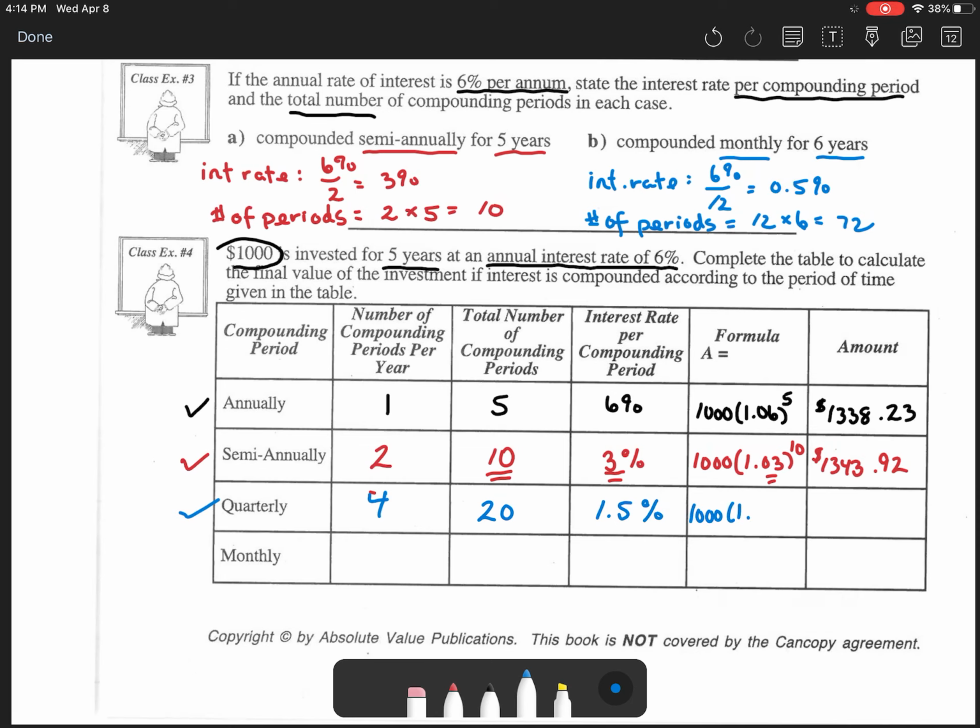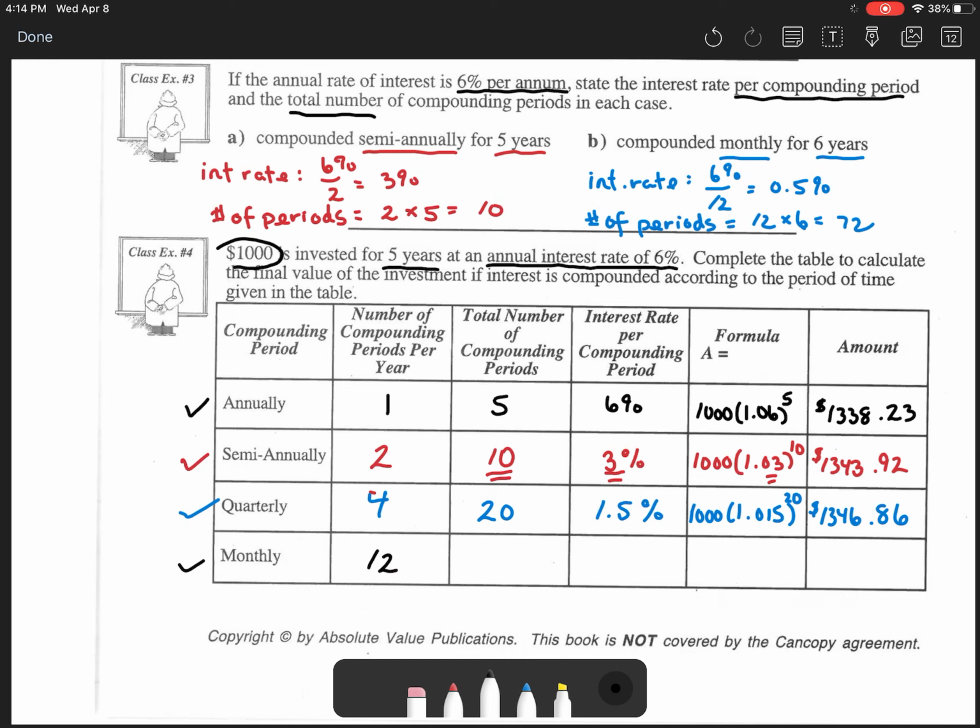So how does that affect my equation? Well, it's $1,000 times 1.015, so there's the 1.5%, and the number of interest periods is 20. So this time 1.015 to the exponent of 20 times 1,000, and I get $1,346.86. So you can see the more interest periods I have in general, I make a little more money, not a ton, but a little bit.